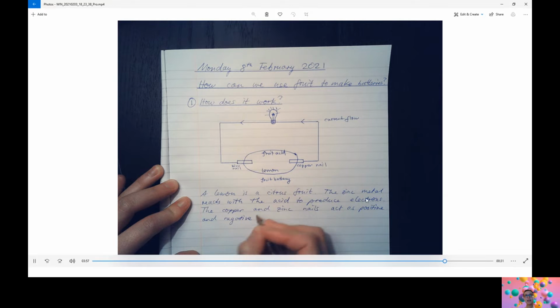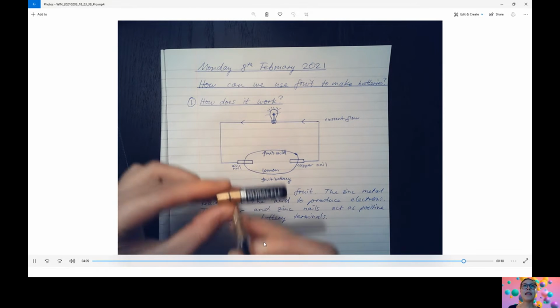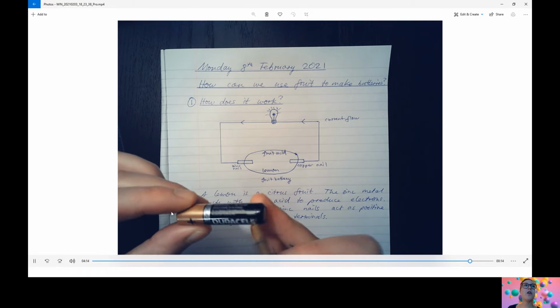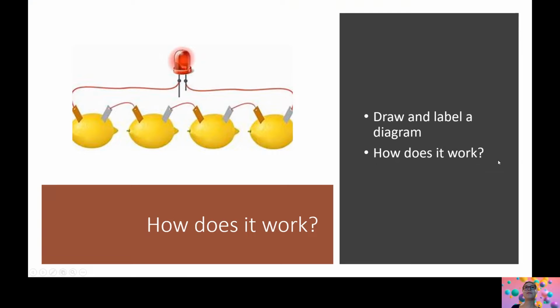So that is explaining how it works. And we've labeled everything in the diagram here. We've got the zinc and the copper, and they act as positive and negative battery terminals. And here, just to show you, that is the positive and negative terminals of a man-made battery. Pause this video now and please write down your own answer to this question. How does it work? And draw your labeled diagram. I can't wait to see it on Seesaw.